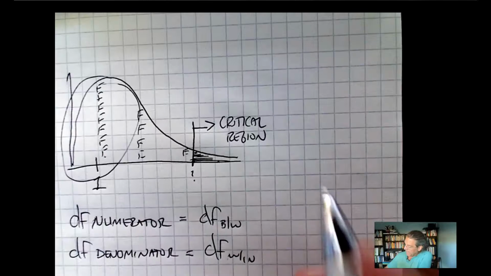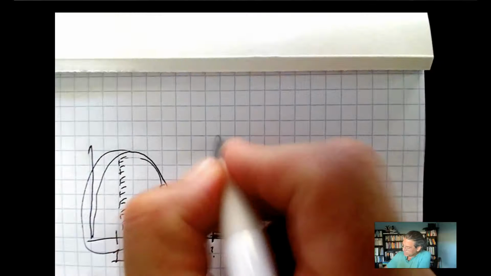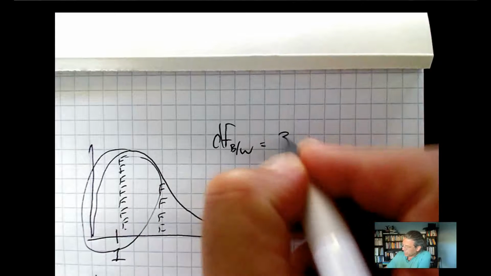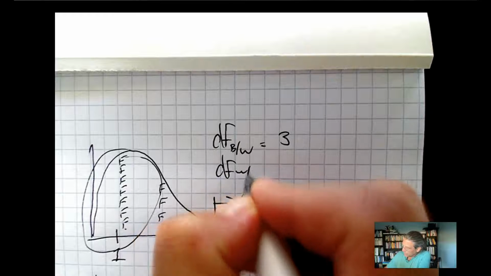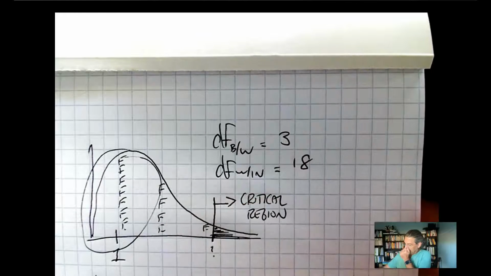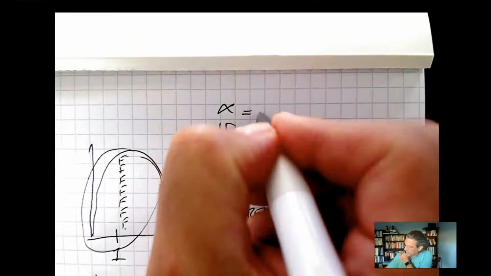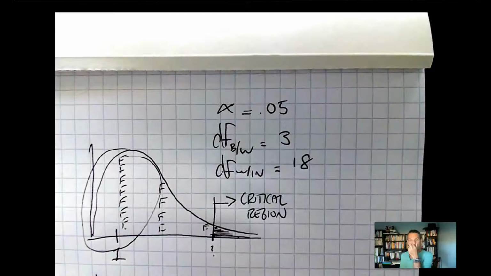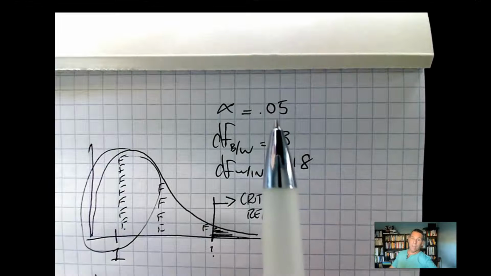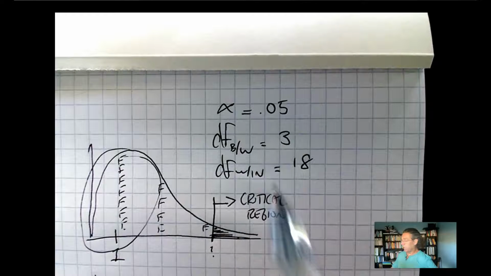And so let's say we had a study that had, let's say, degrees of freedom between of 3 and degrees of freedom within of 18, and we were doing an alpha of 0.05. Okay, so that's what we have to find, is we have to find the critical region cutoff. We need to know the alpha, and we need to know the 2 degrees of freedom.